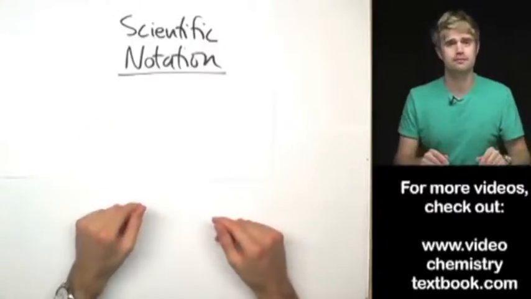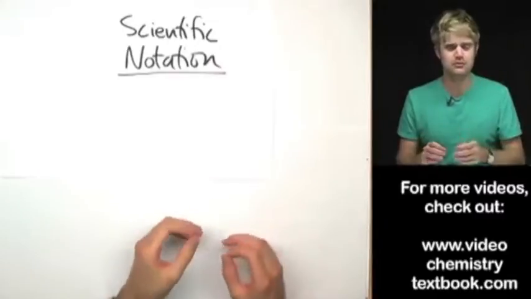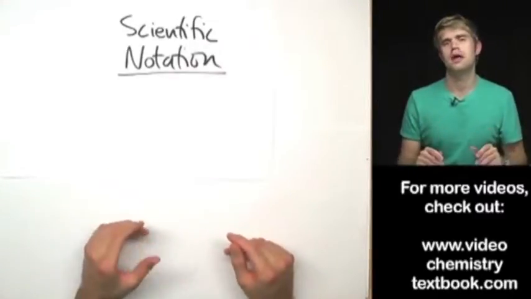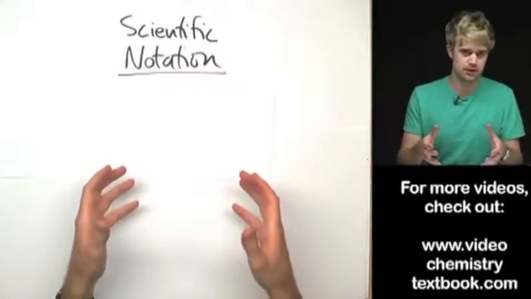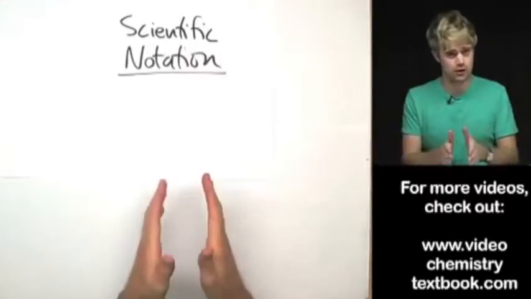So, scientific notation. We're going to talk about what it is, why it's important, and then we're going to do some example problems so that you'll get really good at this stuff. Scientific notation is like an abbreviation. It's a shorthand way to write numbers that are really big and really small.